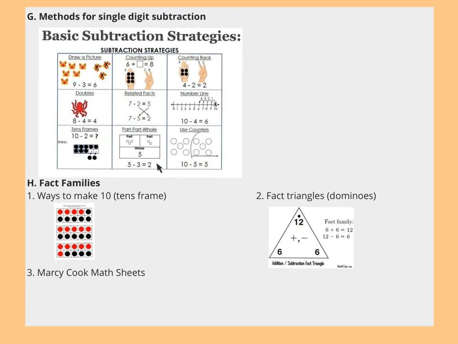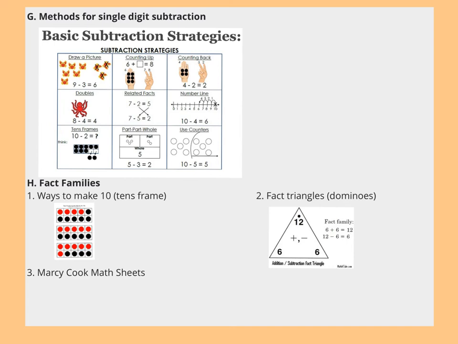We already talked about the part to whole diagrams. The part to whole will allow us to think about an addition fact. So 5 minus 3 allows us to think about 3 plus what number will give us 5. And then if we use counters, with counters we can physically move them and remove them. So here we have 10 minus 5. We would take this group of 5 and move it away.